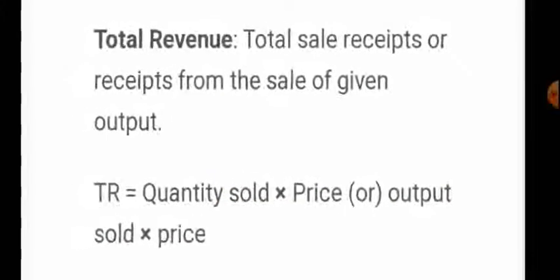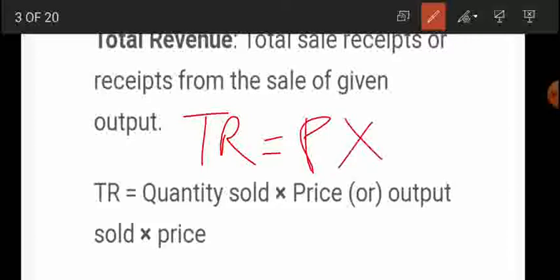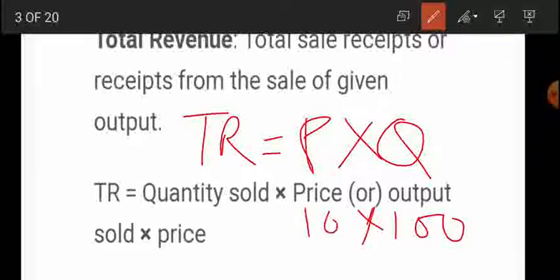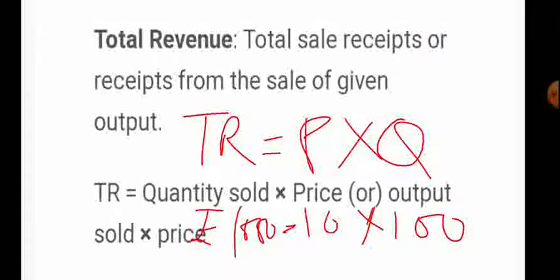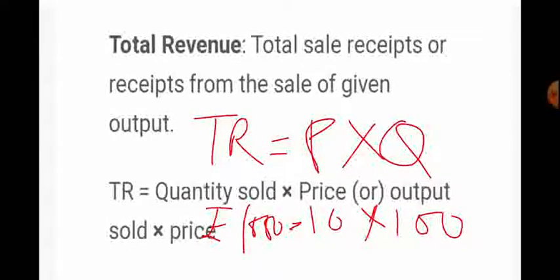What is total revenue? Total revenue refers to the total sale receipts or receipts from the sale of given output. This is quantity sold into price. So TR is equal to P into Q. You have to learn this formula. TR is equal to P into Q. For example, if a firm sells 100 units of a commodity at the price of rupees 10, then the total revenue will be rupees 1000. Clear, beta?